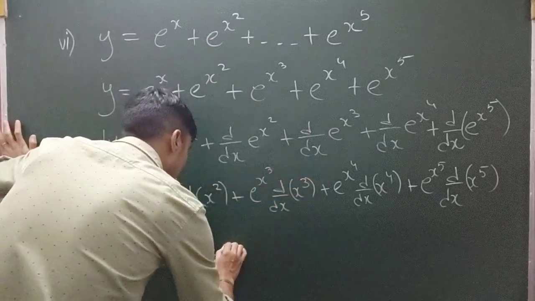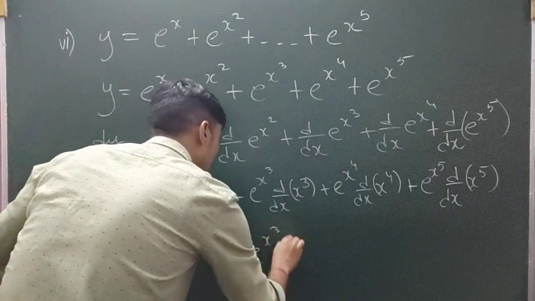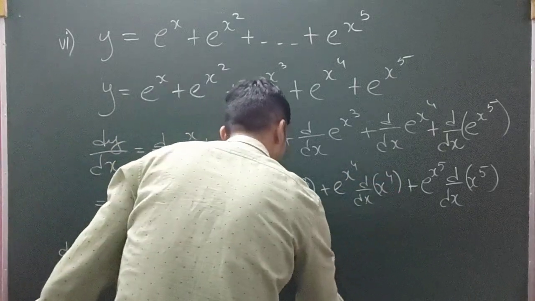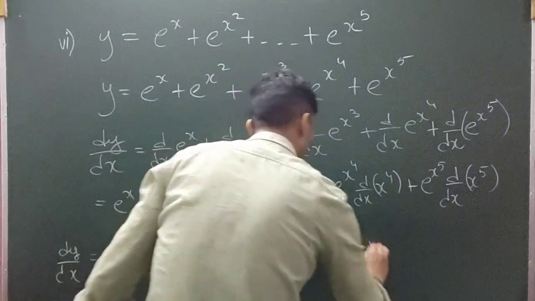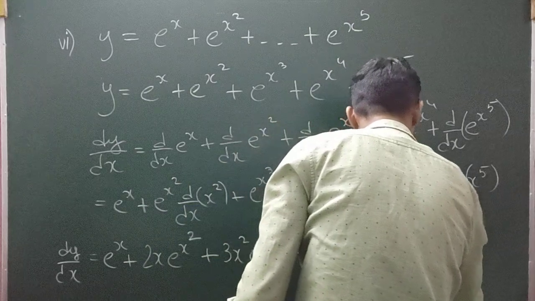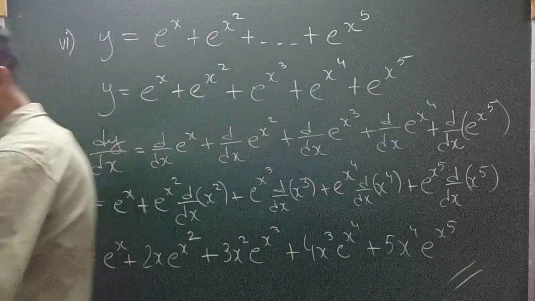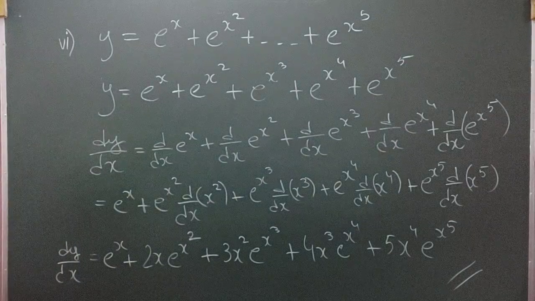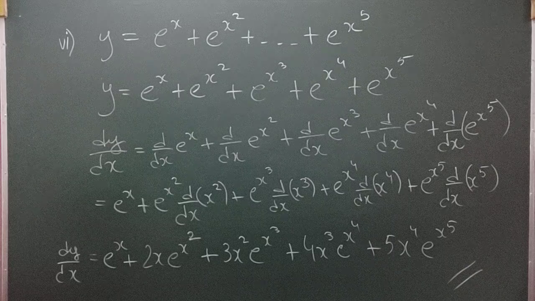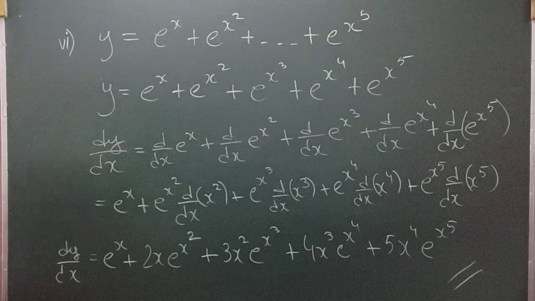Differentiation of x cube is 3x square e power x cube, plus derivative of x power 4, 4x cube into e power x power 4, and this is 5x power 4 e power x power 5. I think that should do. So e power x plus 2x e power x square plus 3x square e power x cube plus 4x cube e power x 4, 5x power 4 e power x 5. Okay.